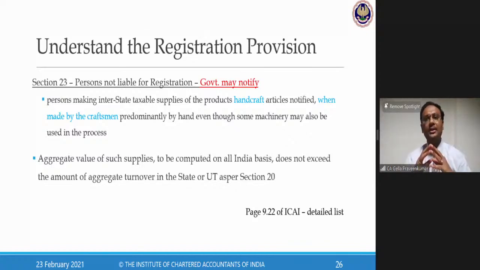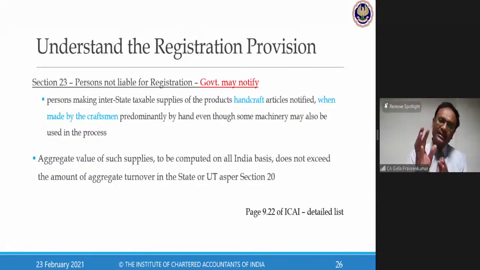So the government said, look, if you are dealing with these handmade products, I will give you a benefit of 40 lakhs. Whether you make a supply within the state or interstate, we don't bother. The moment you are supplying these handcraft articles, I will give you the benefit of this 40 lakhs threshold limit under this notification, and you need not register. This applies to persons making interstate taxable supplies of notified articles made by a craftsman predominantly by hand, even though some machinery work is involved, on an all-India basis. Up to that threshold of aggregate turnover, we give you a relaxation.